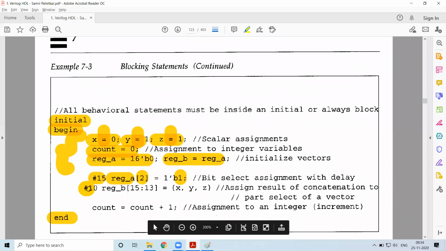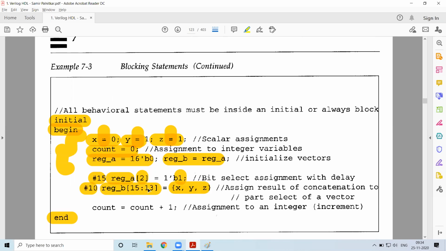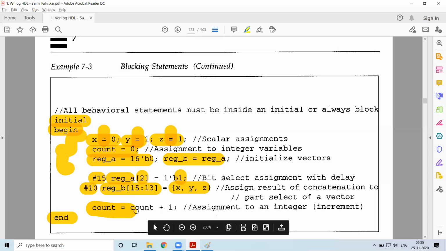Then after that, we can see that here we have 10. If we observe, we are putting the concatenated result in the selected bits of register B. We are updating just the selected bits based on the concatenation result. And lastly, you can see that count is equal to count plus 1.